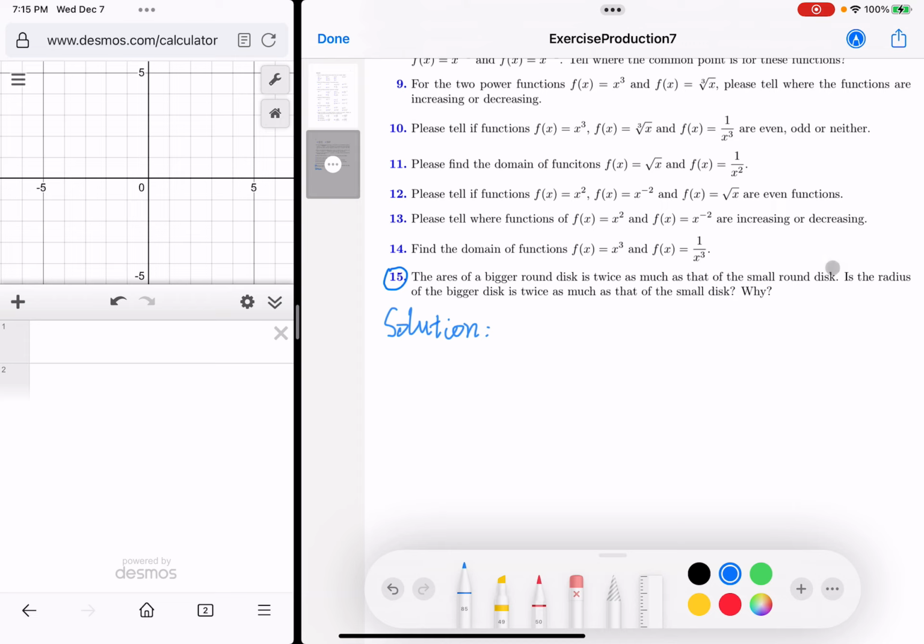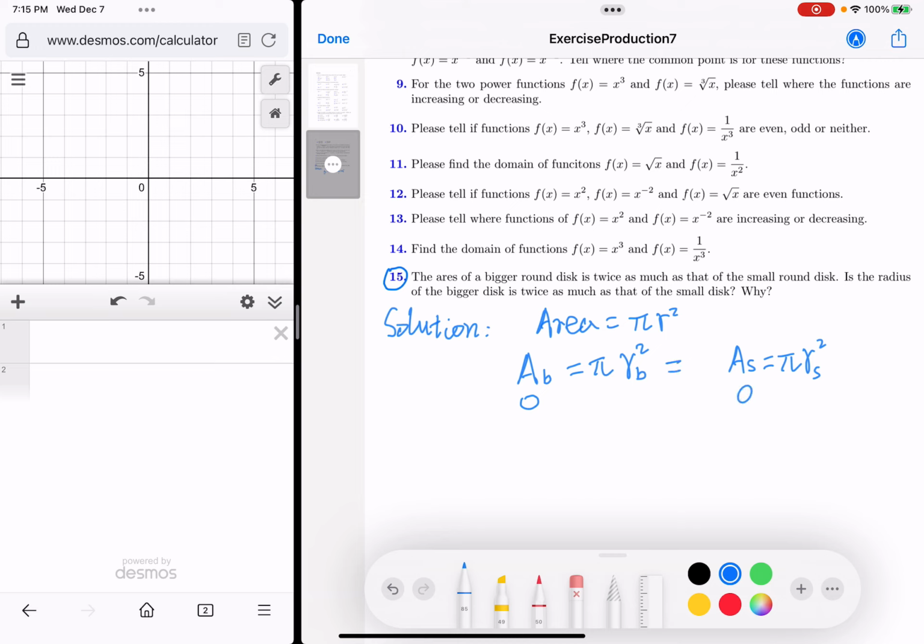You see, the area for the disk is pi r squared. And for the big one, let me write B, big one, then you have pi r squared, the big radius. For the smaller one, then you have pi r squared, the smaller radius. This one, big one, smaller one.